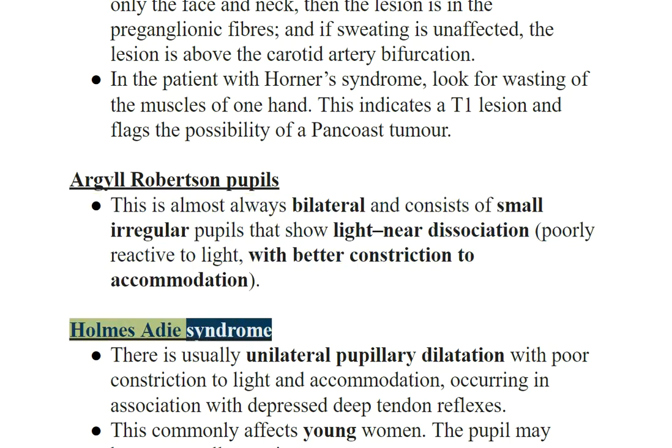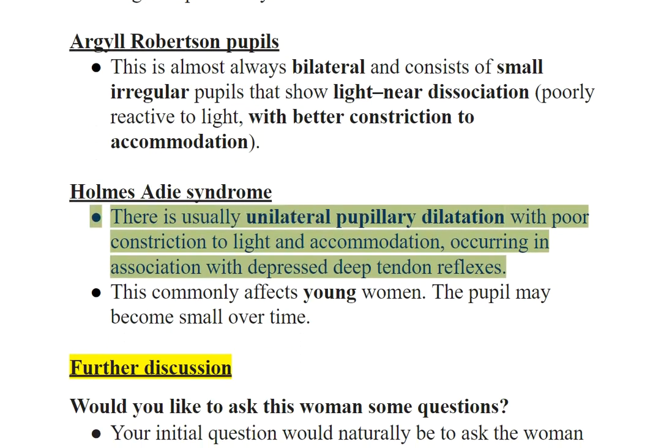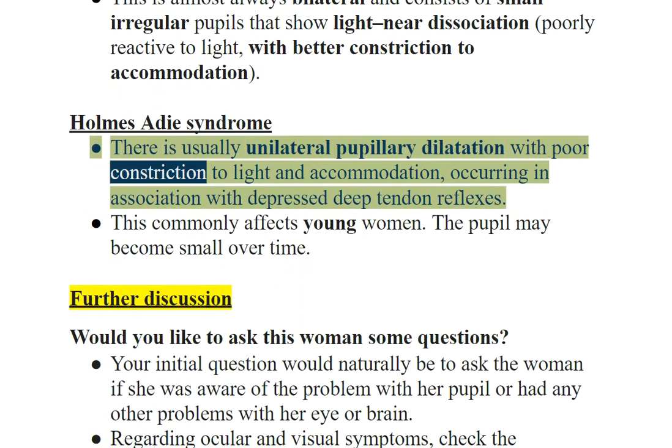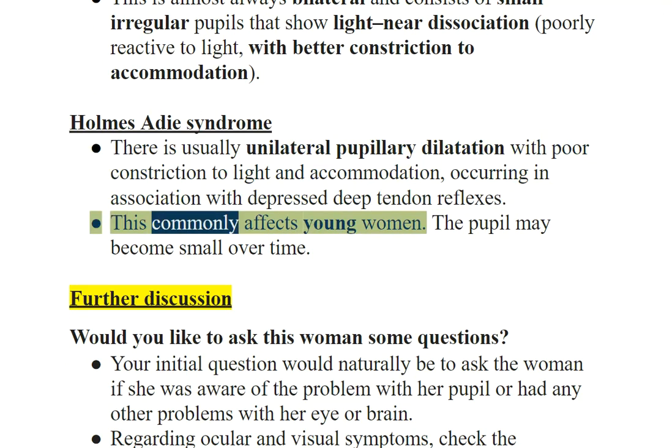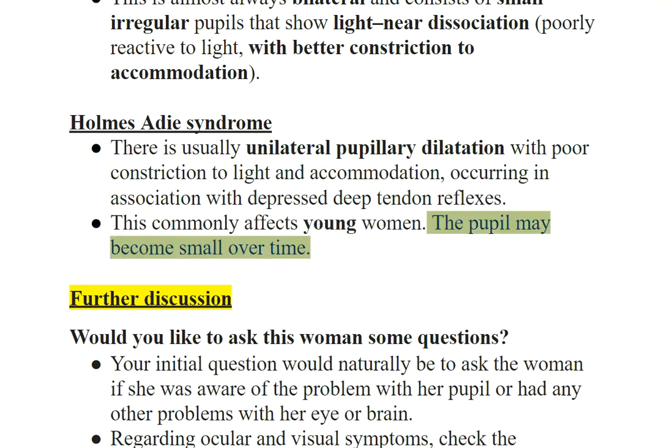Holmes-Adie syndrome. There is usually unilateral pupillary dilatation with poor constriction to light and accommodation, occurring in association with depressed deep tendon reflexes. This commonly affects young women. The pupil may become small over time.